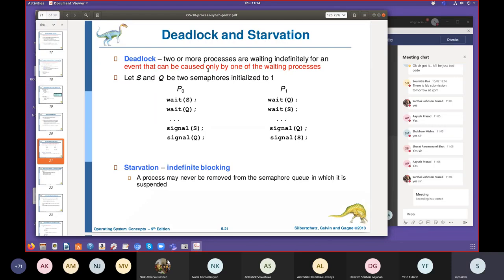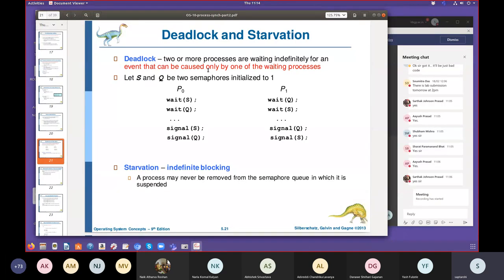Now think about it. P1, to proceed, is now requesting a wait on S, which cannot happen because P0 has already locked S. So P1 cannot proceed unless and until P0 signals S. Okay. On the other hand, P0 now, when it next gets the CPU, calls wait Q. It gets blocked because P1 has already locked Q. And P0 cannot proceed unless P1 signals Q.